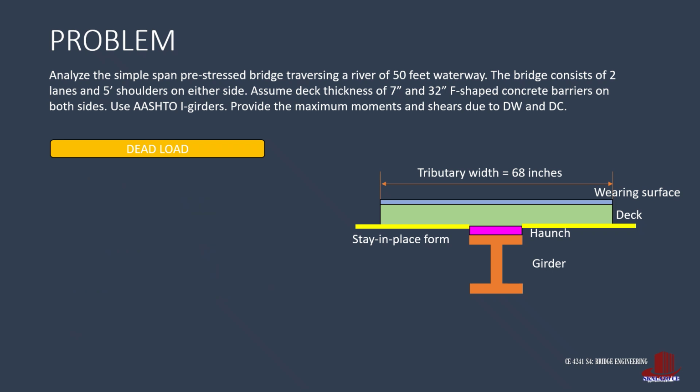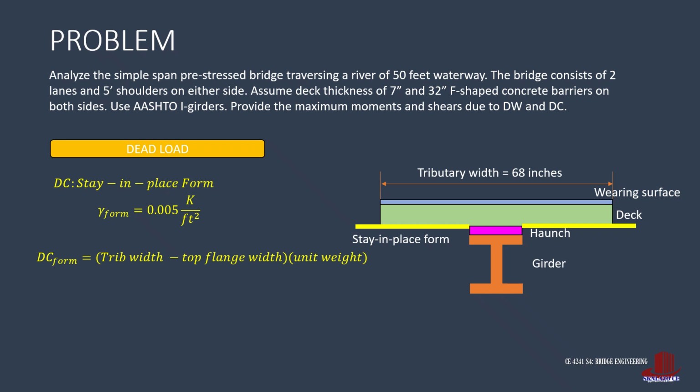Another component in the dead load computation is the stay-in-place form, the unit weight of which is 0.005 kip per square foot. The length of the form is the tributary width less the width of the top flange. So the computation becomes the tributary width of 68 less the top flange width of 12 inches. This is converted into feet. Then multiply the unit weight of 0.005 kip per square foot. This is then simplified as 0.0233 kip per foot.